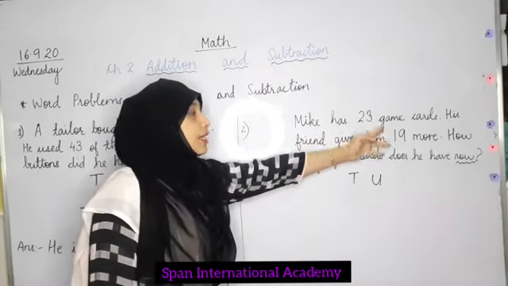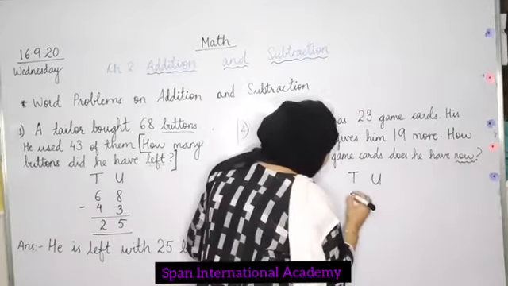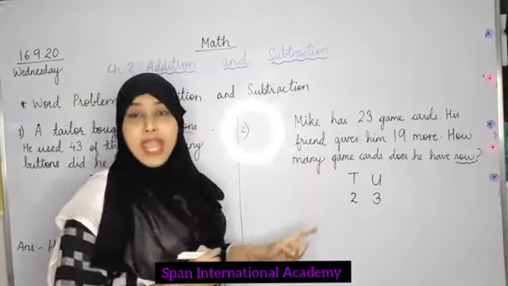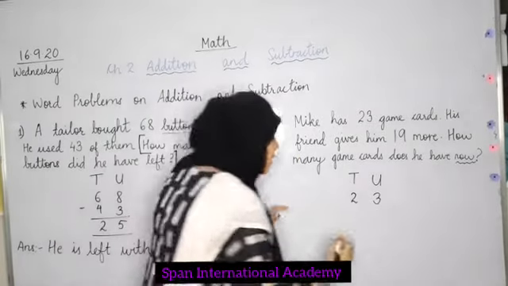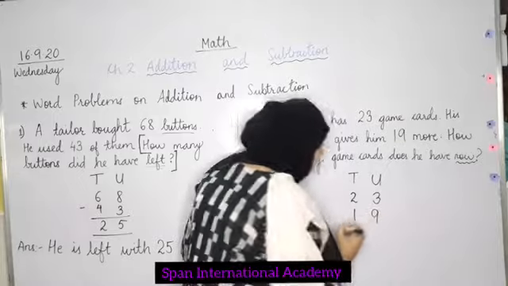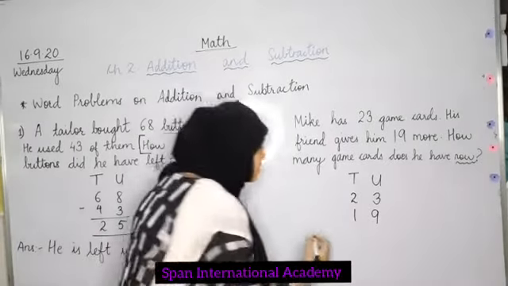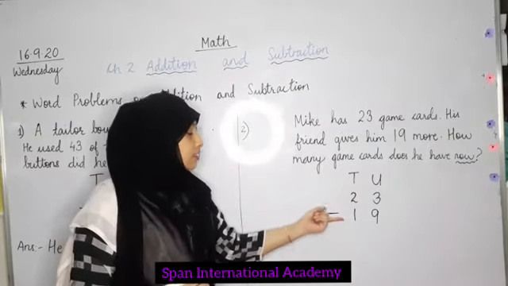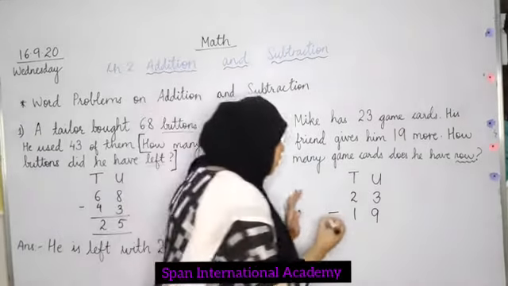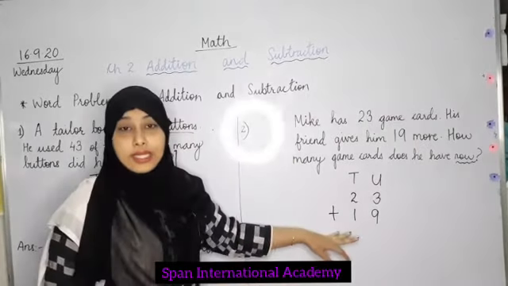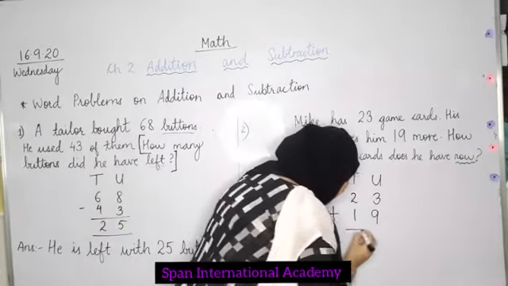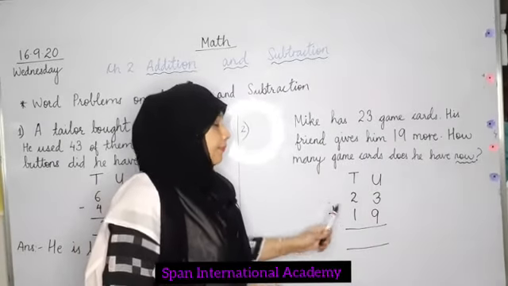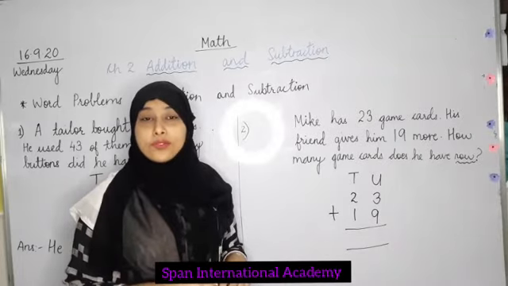Mike has 23 game cards. So my first number is 23. Yes. His friend gives him 19 more. 19 is the second number. Gives more. That means add. And what is the sign for add? Is this the sign for addition? No. This is the sign for addition. The plus sign. We have to add both the numbers and find the answer. 23 plus 19. This is what we have to calculate.